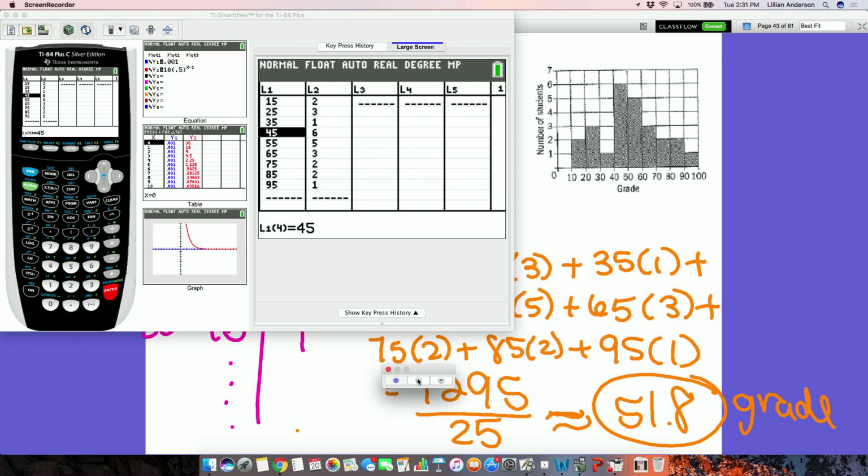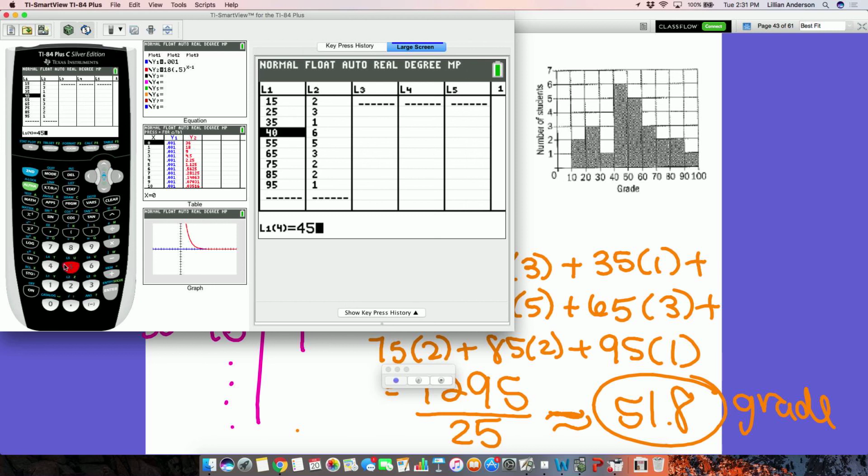Let's say you make a mistake, okay? Let's say you accidentally typed in 40 instead of 45. All you have to do is move the arrow back up and type the number that you want to fix it, okay? It's like an override. It'll be fine. Don't worry about clearing or deleting it. If you literally want to clear something out, you press clear and you hit enter. That's how you clear out the entire column, okay? Now I have to put all these back.